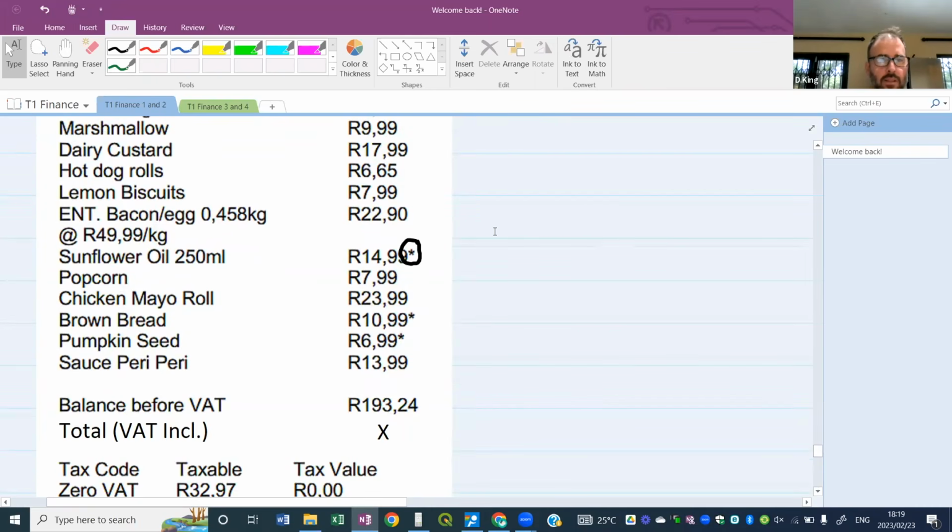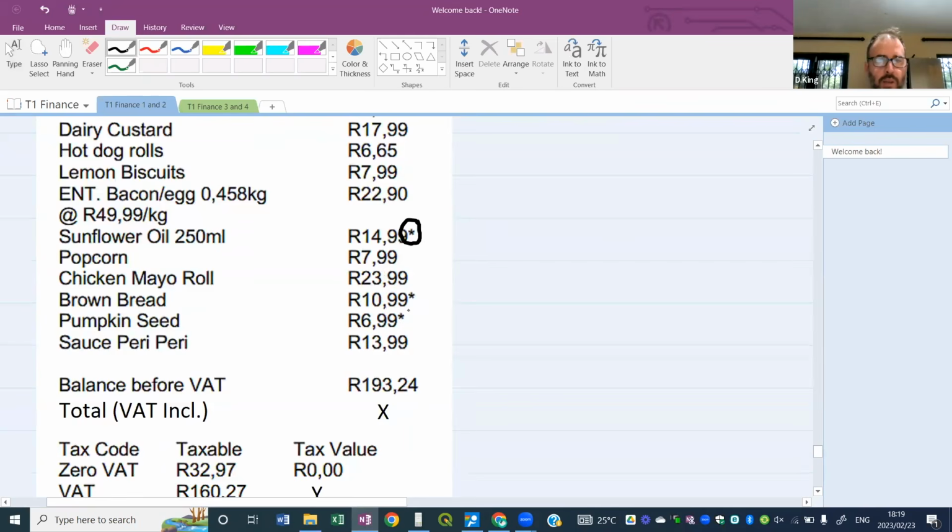Sunflower oil is zero rated. Brown bread is a basic food item that's also zero rated. Then we have pumpkin seeds. Things like pumpkin seeds, lentils, sugar beans, broad beans, those are all what we call legumes. So lentils and beans are legumes. Those are also zero VAT rated.